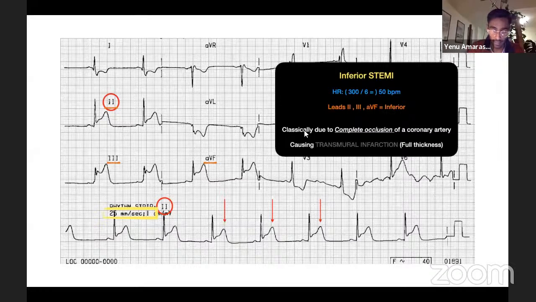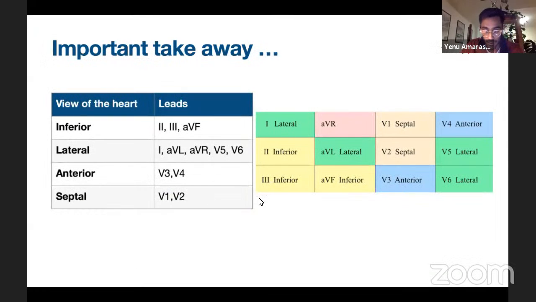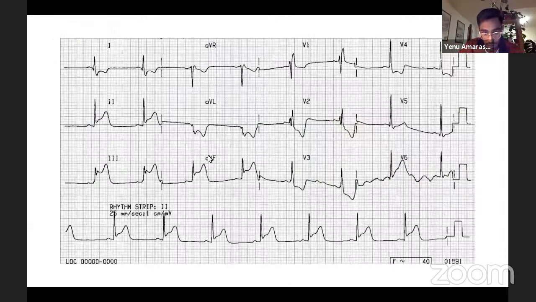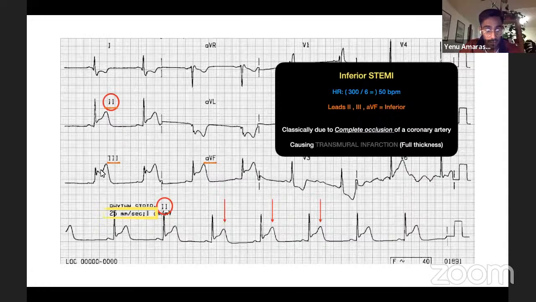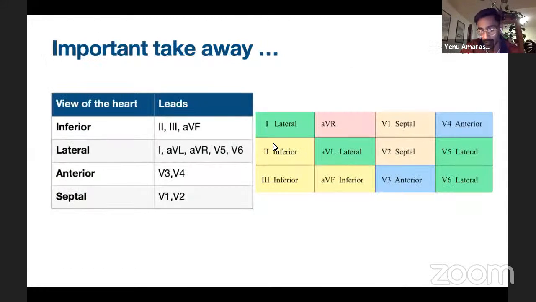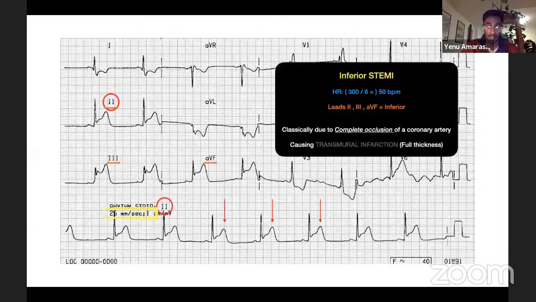And then, like I said, in the picture that I use here, you can tell that leads 2, 3, and AVF show very clear elevation of the ST segment. So by that, we'll say that it is an inferior infarct. So there's a myocardial infarct at the inferior portion or inferior surface. Okay.